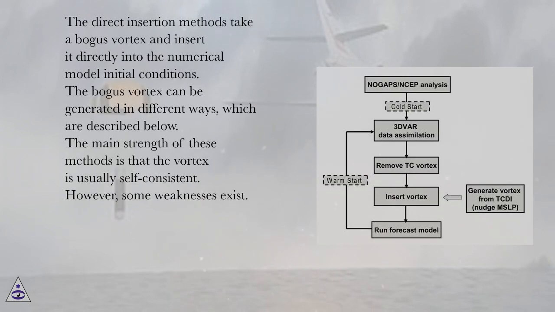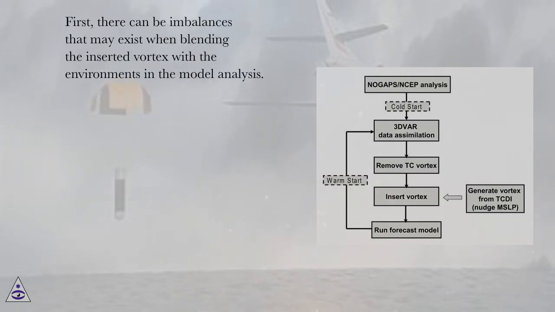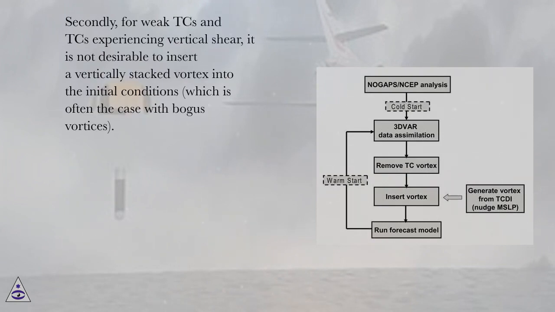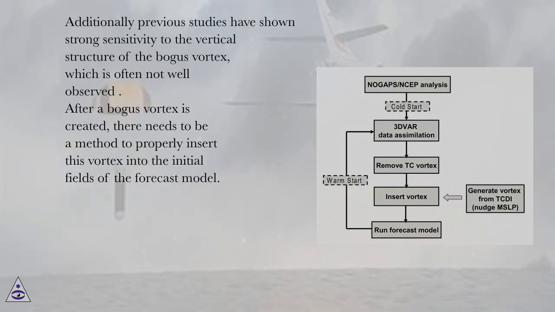However, some weaknesses exist. First, there can be imbalances that may exist when blending the inserted vortex with the environments in the model analysis. Secondly, for weak TCs and TCs experiencing vertical shear, it is not desirable to insert a vertically stacked vortex into the initial conditions, which is often the case with bogus vortices. Additionally, previous studies have shown strong sensitivity to the vertical structure of the bogus vortex, which is often not well observed. After a bogus vortex is created, there needs to be a method to properly insert this vortex into the initial fields of the forecast model.